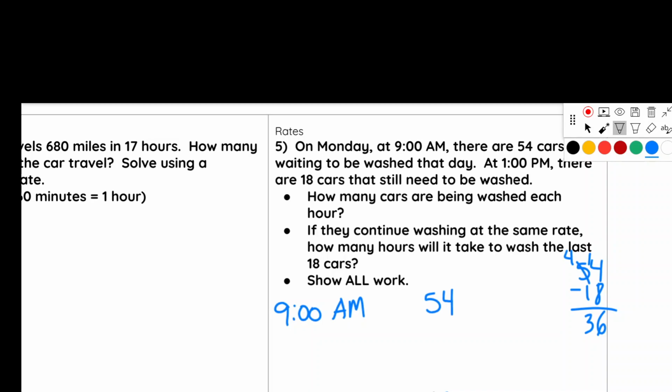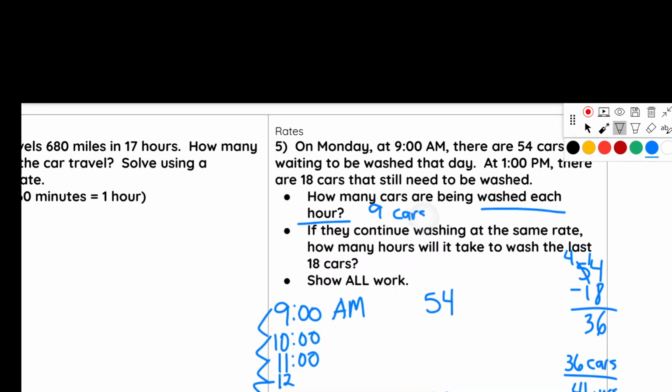If I want to figure out how many cars are being washed each hour, I need to know how many hours it took to wash those 36 cars. So I've got 9 a.m., 10 a.m., 11 a.m., 12 noon, and 1 o'clock p.m. So I've got 1, 2, 3, 4 hours. They've cleaned 36 cars in 4 hours, which means they are cleaning 9 cars per hour.